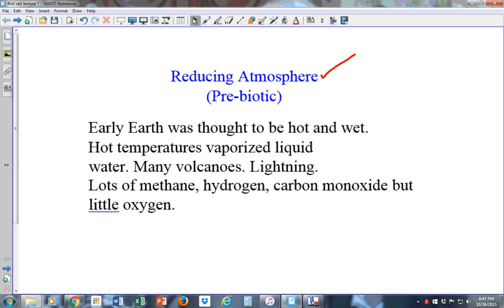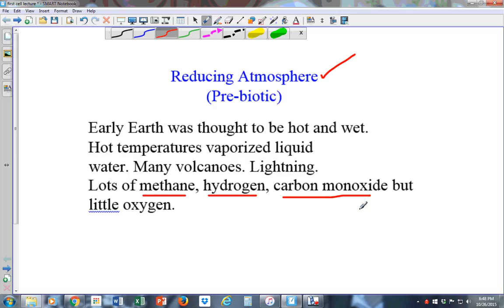Early Earth was thought to be very hot and wet, and the hot temperatures vaporized liquids. So we had oceans, but a lot of steam in the air because it was very hot. Lots of volcanoes. The atmosphere was not stable, so there was a lot of lightning. It was ionized. And the gases, in particular, were very, very different. Instead of nitrogen and oxygen, we had lots of gases that we call reducing gases, like methane, hydrogen, carbon monoxide, carbon dioxide also, but very little oxygen.